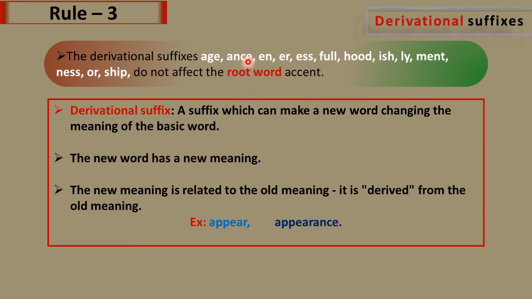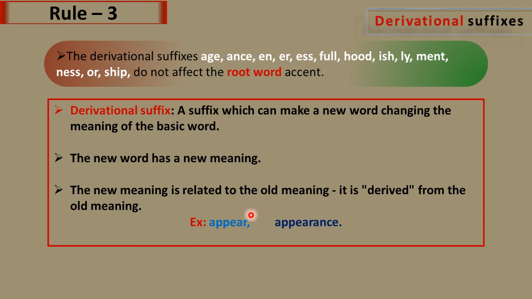But by adding "ance" to this root word, you can change the class of the word, and the new word is "appearance." Here the class of this one is noun, and the class of the root word is what? Verb. So by adding a derivational suffix to the root word, you can change especially the class, whereas with inflectional suffixes, it is not so. Of course, with inflectional suffixes you can make a new word, but the meaning cannot be changed.